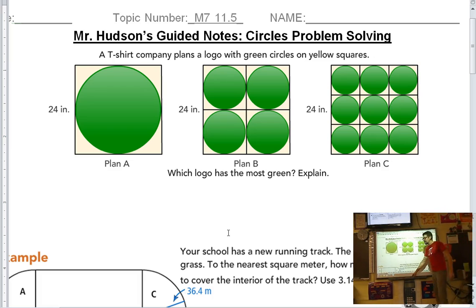So plan B, plan C, people. If this is 24, how do you figure out this distance? And then that distance is that distance. So this is your diameter.